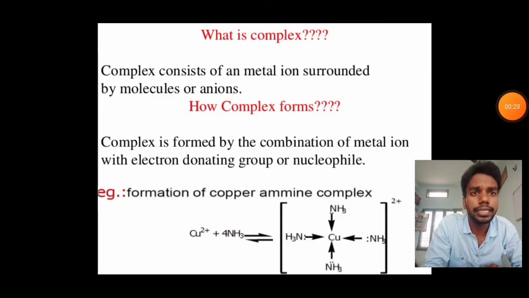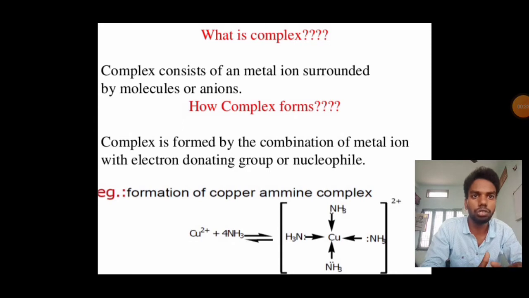A complex consists of a metal ion surrounded by molecules or ions. These molecules or ions are called ligands. Ligands are the species which donate their lone pair of electrons to the center metal atom, and the metal accepts those lone pair of electrons from the ligands. A complex is formed by the combination of a metal ion with an electron donating group or nucleophile, right?